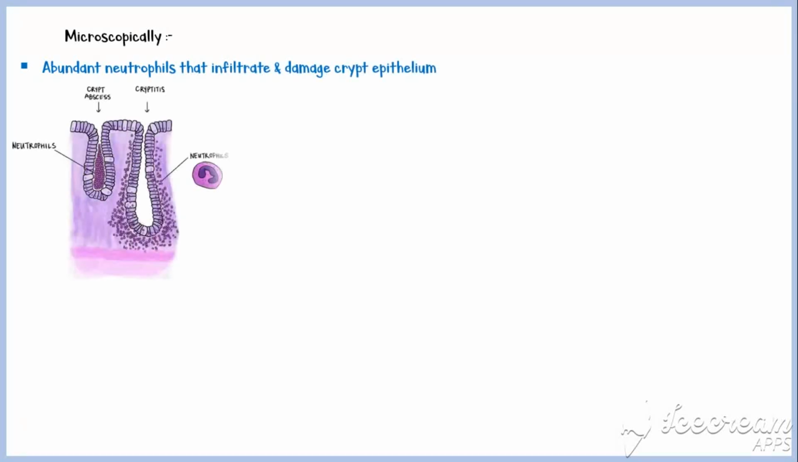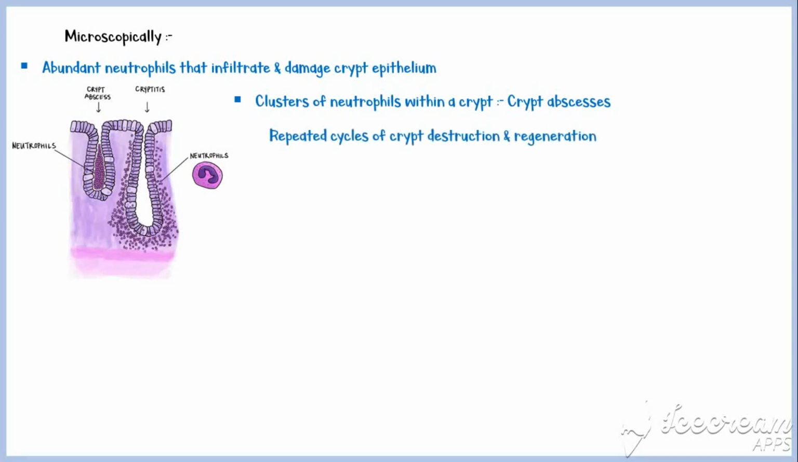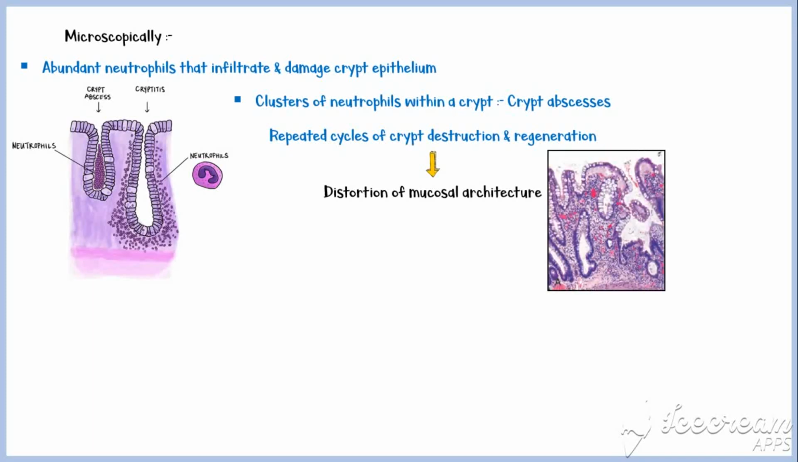Microscopic features of active Crohn's disease include abundant neutrophils that infiltrate and damage crypt epithelium. Clusters of neutrophils within a crypt are referred to as crypt abscesses and are often associated with crypt destruction. Repeated cycles of crypt destruction and regeneration lead to distortion of mucosal architecture. The normally straight and parallel crypts take on bizarre, branching shapes and unusual orientation to one another.